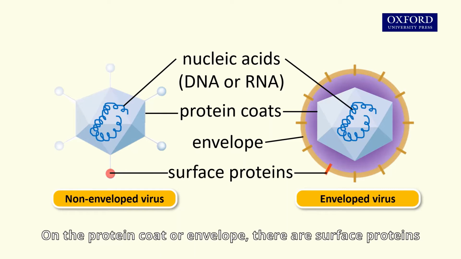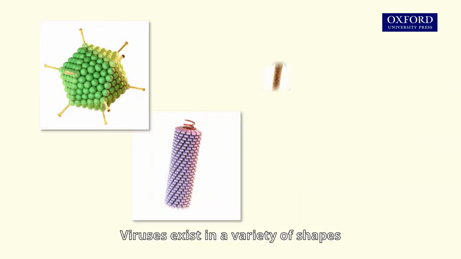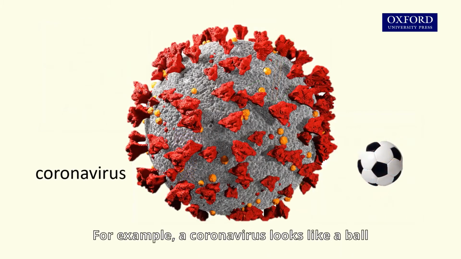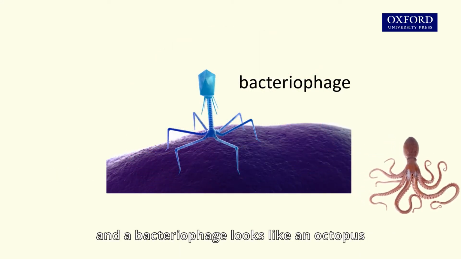On the protein coat or envelope, there are surface proteins. These proteins can recognize and attach to specific cell types of their hosts. Viruses exist in a variety of shapes. For example, a coronavirus looks like a ball, and a bacteriophage looks like an octopus.